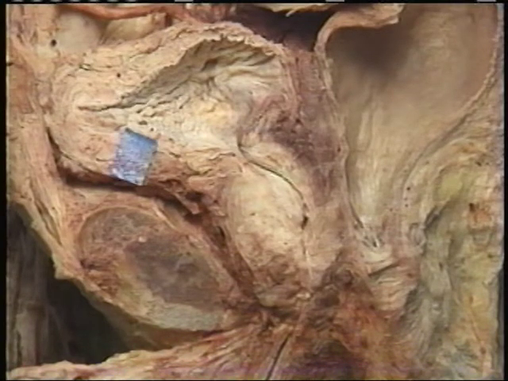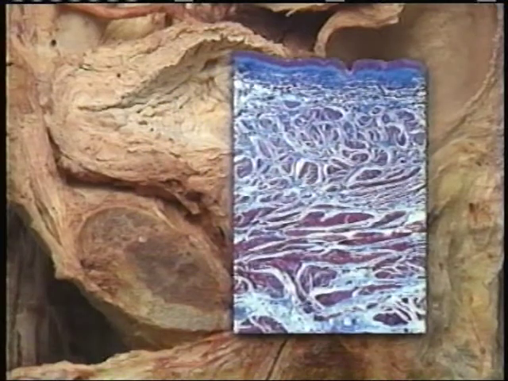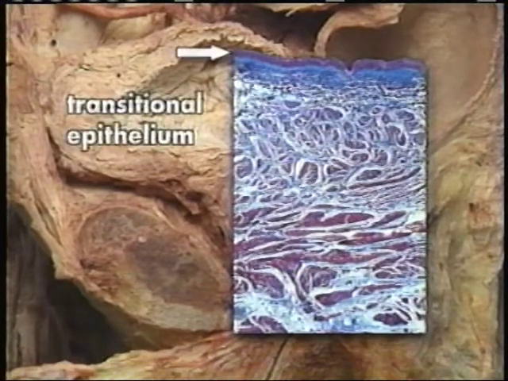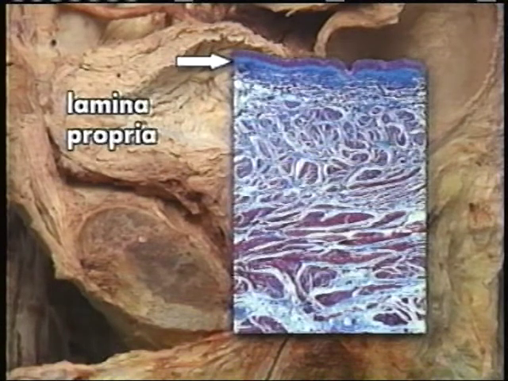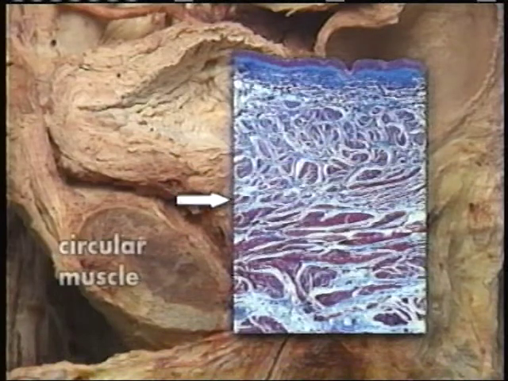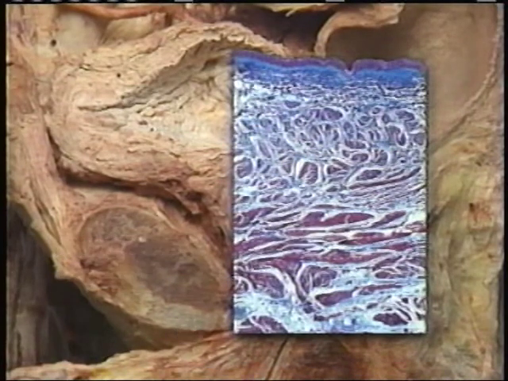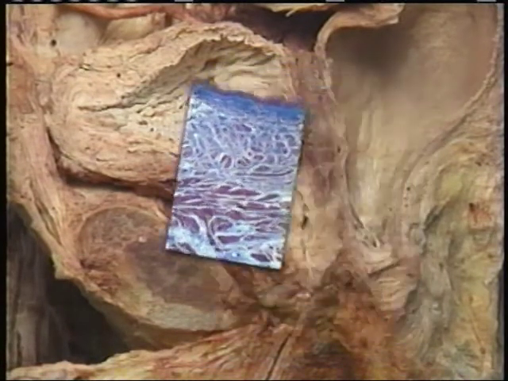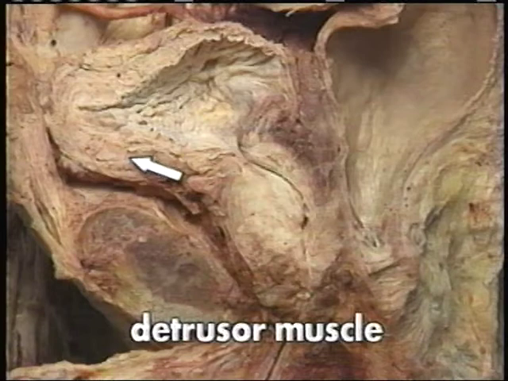The histology of the bladder wall is similar to the distal end of the ureter. The inner mucosal layer contains transitional epithelium resting on a lamina propria membrane. The inner longitudinal, middle circular, and outer longitudinal layers of smooth muscle form the muscularis layer. These 3 layers of smooth muscle are collectively called the detrusor muscle.